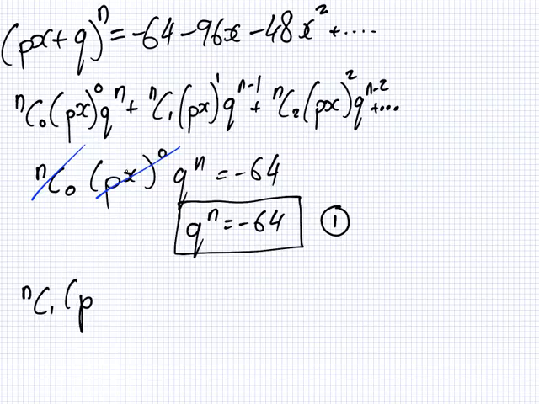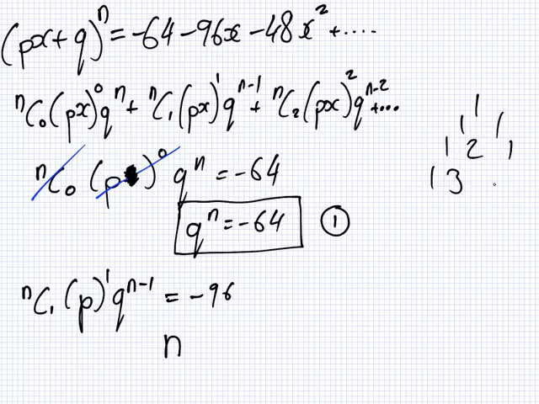Okay. Right, let's have a look now. Let's say (px + q) to the power 5 equals x^5 plus 15x^4 plus 90x cubed plus dot dot dot. Okay.